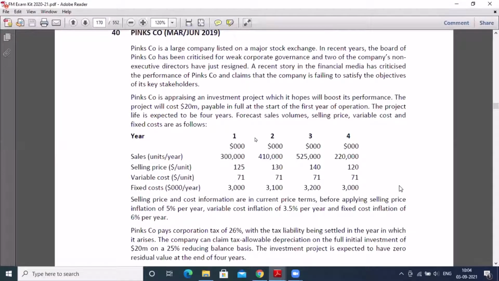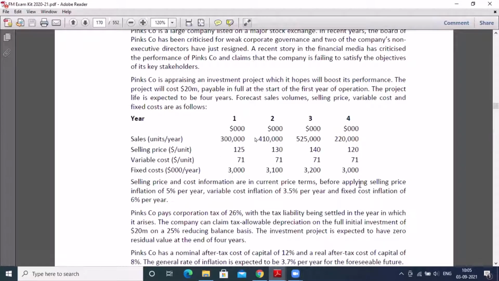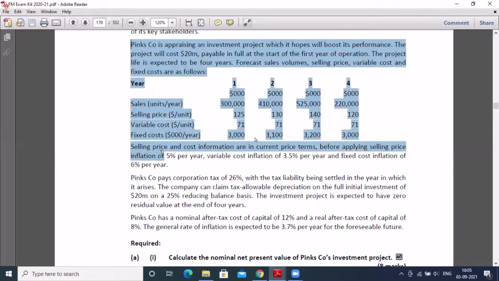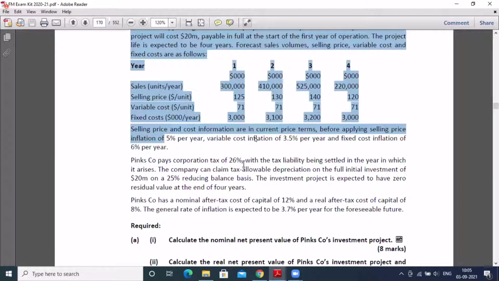Now forecasted sales volume. Anyway, this is not required at this stage. This is relating to calculation of net present value. We mainly focus on the achievement of objectives only. No, this is not required. Then Pinksco pays a corporation tax of 26% with a tax liability.